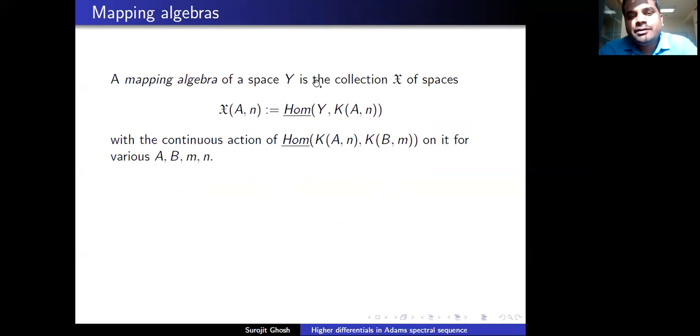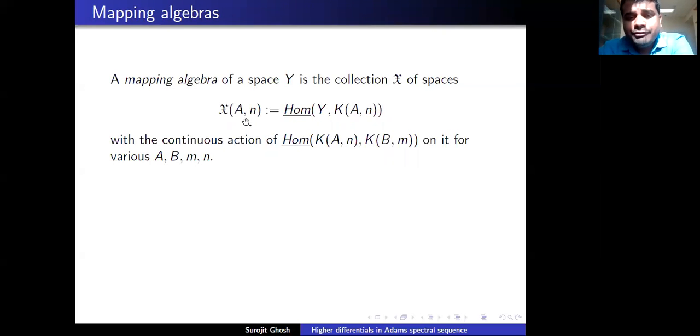So a mapping algebra for a space Y is a collection of spaces where, for each abelian group A and a non-negative integer n, you define the mapping space from Y to the Eilenberg-MacLane space K(A, n), all continuous maps from Y to the Eilenberg-MacLane spaces, with a continuous action of this object.